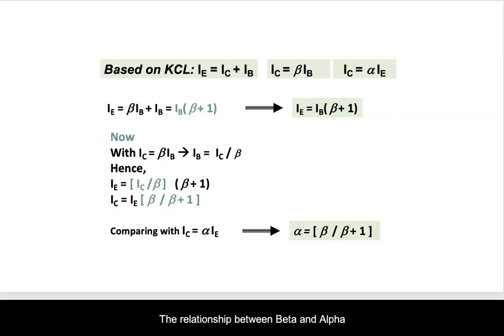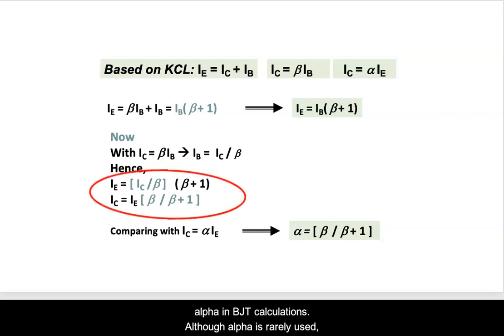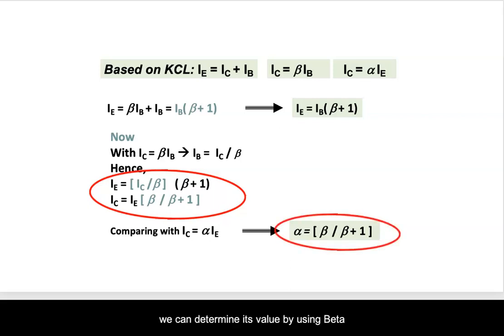Let's discuss the relationship between alpha and beta. Beta is a DC parameter that is most commonly used than alpha in BJT calculations. Although alpha is rarely used, we can determine its value by using beta. With the relationship, alpha is equal to beta over beta plus 1.